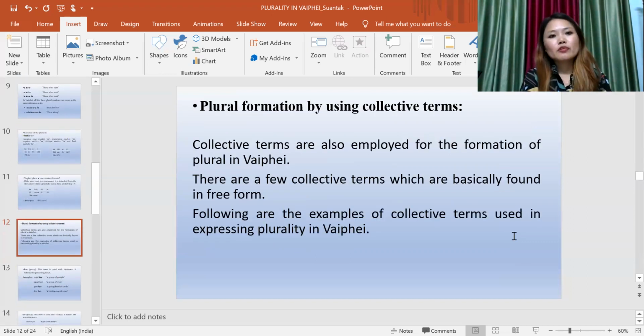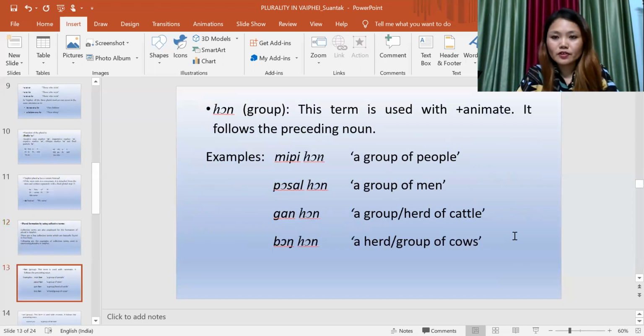And the next point is plural formation by using collective terms. Collective terms are also employed for the formation of plural in Vipe. There are a few collective terms which are basically found in free form. So let us look at some examples of collective terms that express plurality in Vipe. Here, the first one is hon. That means group. This term is used with plus animate. It follows the preceding noun, as can be seen in the following example.